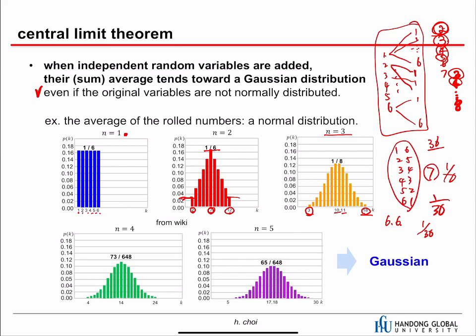then from this uniform distribution, and this is a triangle, and this is a little smoother, and it goes smoother, and when n is 5, it looks like a Gaussian. Not exactly yet though, but still it looks Gaussian, and if we keep increasing n, then eventually it becomes Gaussian. So even if the original variables are not normally distributed, if we add or if we take the average of these events, then it converges to Gaussian. So Gaussian is beautiful in many ways.